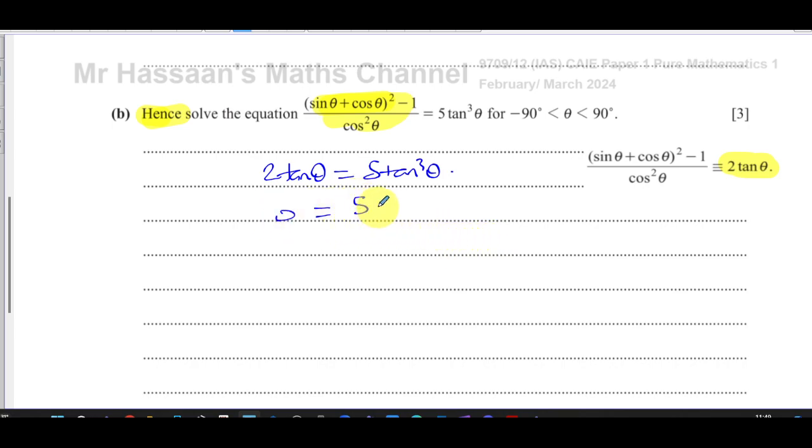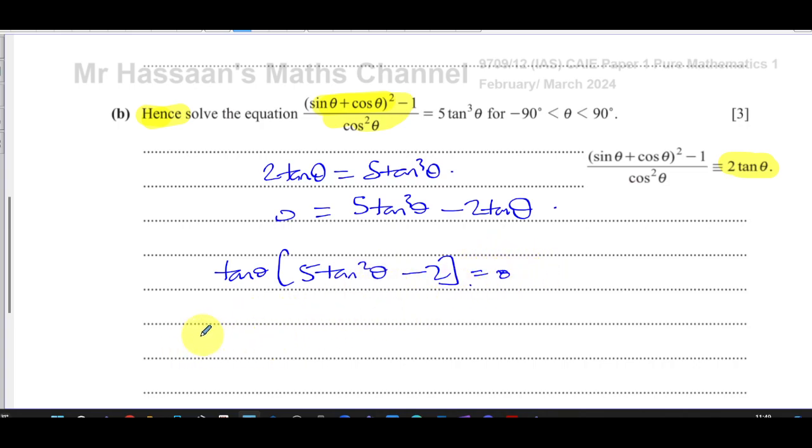So I can say this is 5 tan cubed theta minus 2 tan theta. And I can just take out tan theta as common. So I'll have tan theta, and then I'll have 5 times tan squared theta minus 2. If I want to, I can say let tan theta equal u or something like that. I have 5u cubed minus 2u factorized, and then replace the u with tan theta. But hey, you don't really have to worry too much. It's pretty easy here. So that's equal to 0.